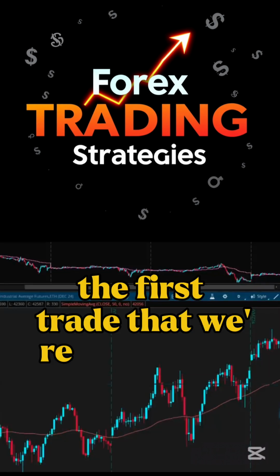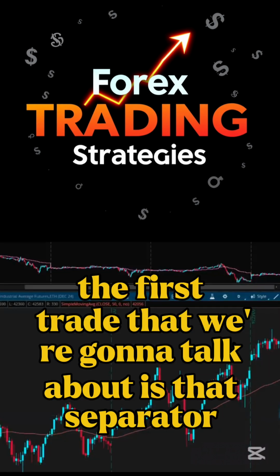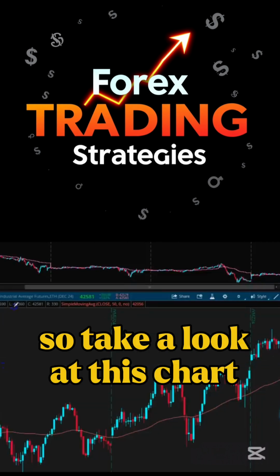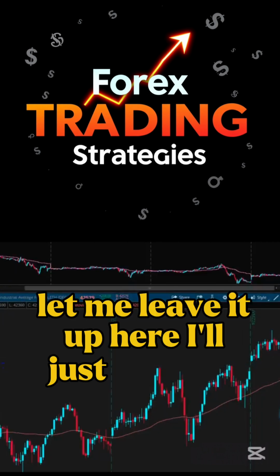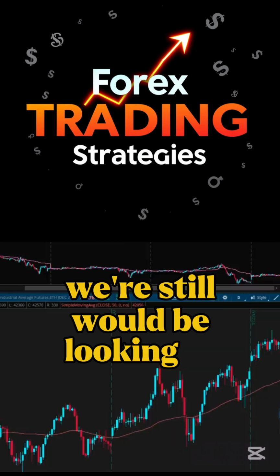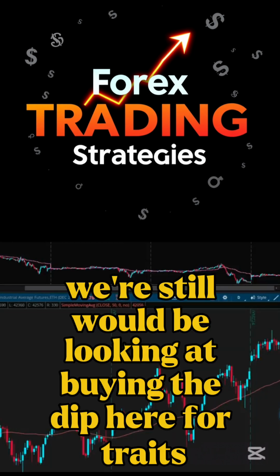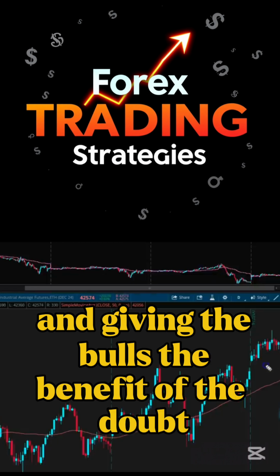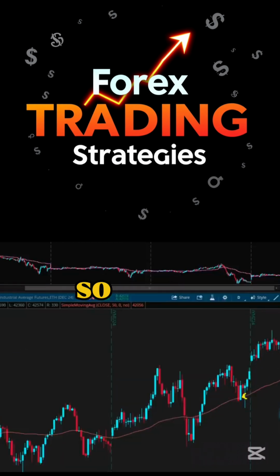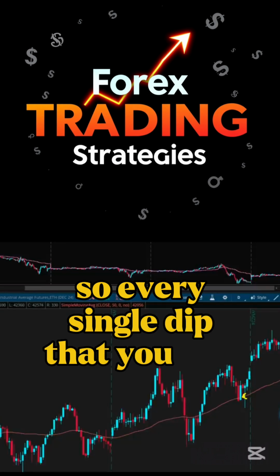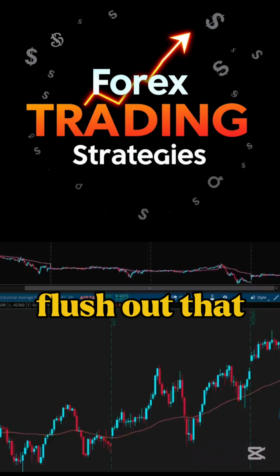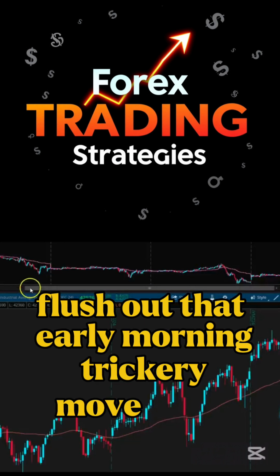So the first trade that we're going to talk about is that separator trade. So take a look at this chart right now. Since we're already on it, let me leave it up here. I'll just use this one as a guide. We still would be looking at buying the dip here for trades and giving the bulls the benefit of the doubt because we've remained above that pretty much since September. So every single dip that you buy, we want to look for that early morning flush out, that early morning trickery move to do the buy.